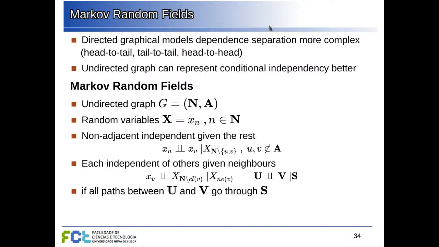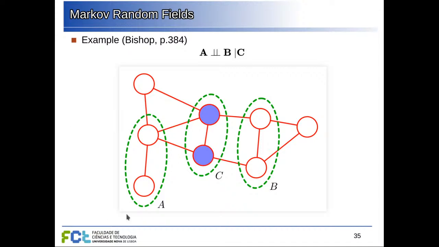So this is easier to understand in a graph. Suppose we have this Markov random field for all these variables here. And in this case, what we are saying is that if we know the values of these variables in this group C, so these two here, then everything on this side becomes independent of everything on this side.